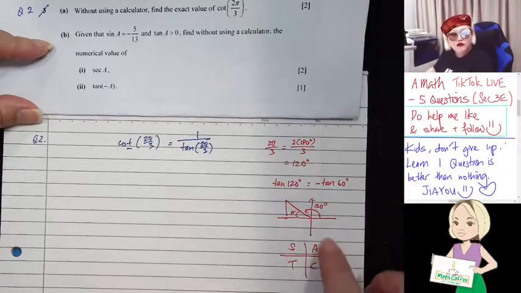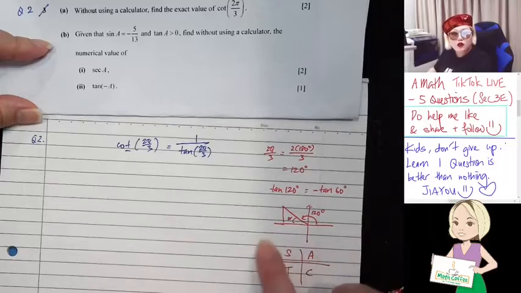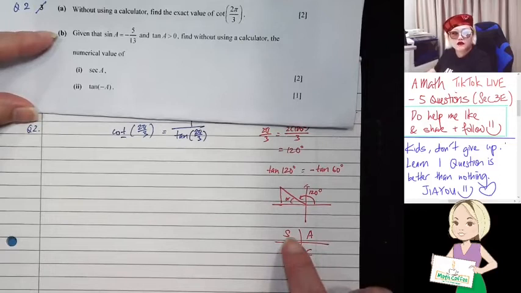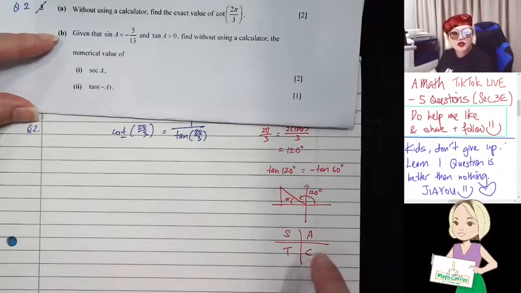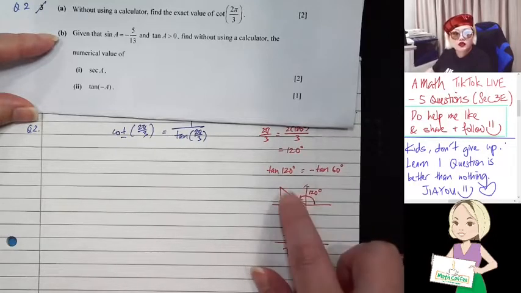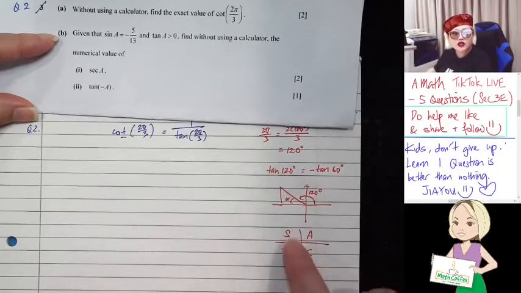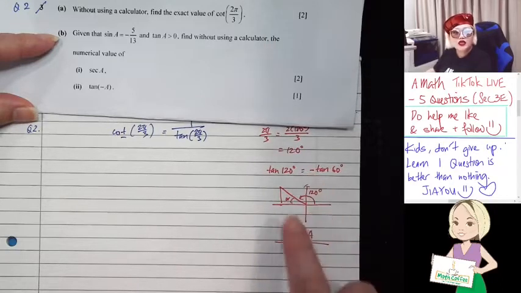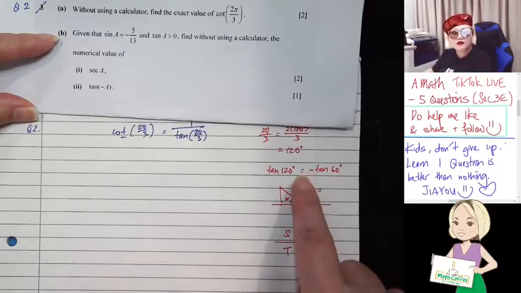All is positive in the first quadrant. Second quadrant, sine is positive, tangent and cosine are negative. Third quadrant, tangent is positive, sine and cosine are negative. Fourth quadrant, cosine is positive, sine and tangent are negative. So over here, 120 degree goes to the second quadrant, tangent is negative. That's why I put a minus in front. It means that all the trigo ratio for tangent in the second quadrant is negative.